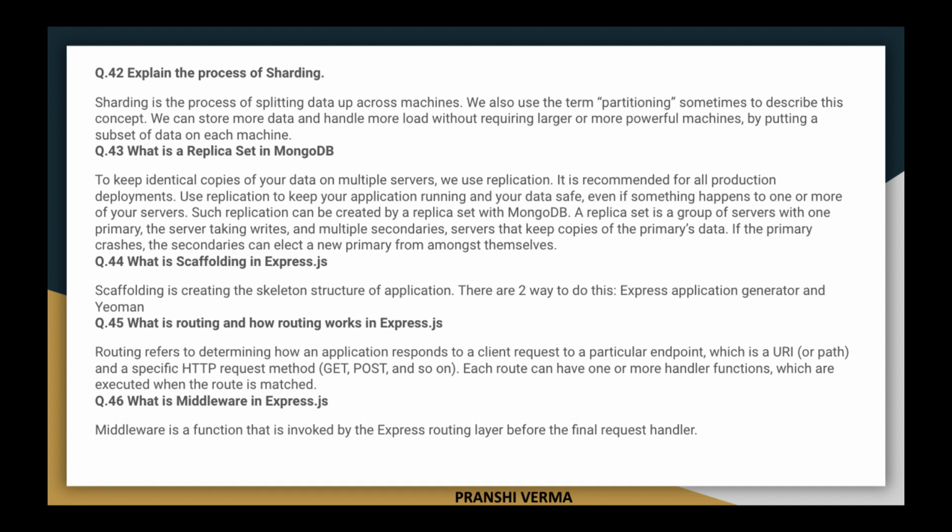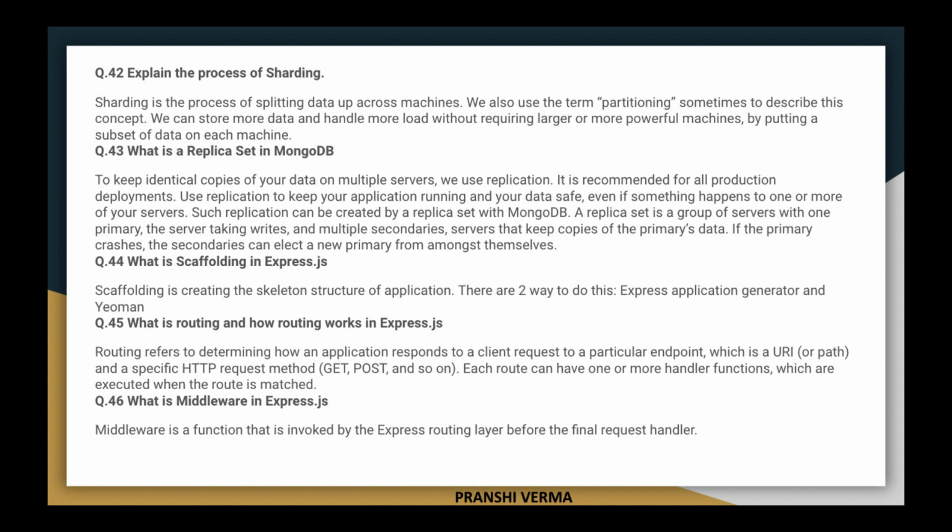Enabling sharding. Once the cluster is set up, sharding must be enabled in the database. This involves running a command to enable sharding on a particular database. Creating sharded collections. Sharded collections are collections that are partitioned across multiple shards. To create a sharded collection, you must specify a shard key that determines how data is distributed across the shards.